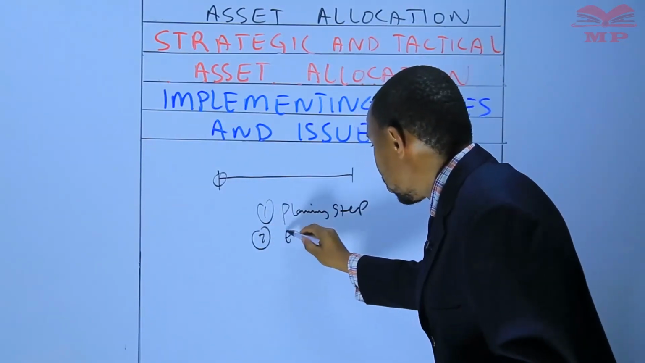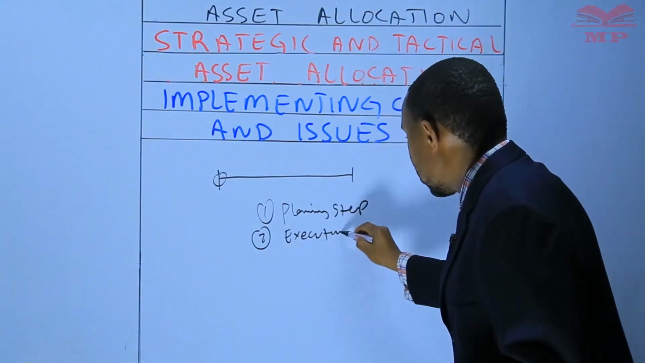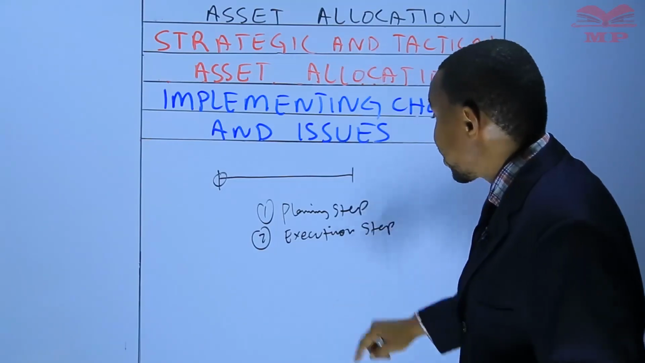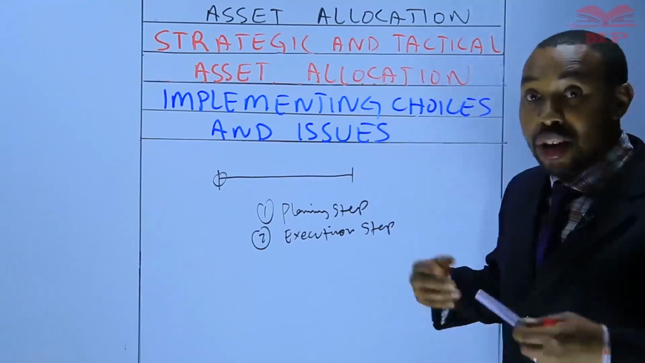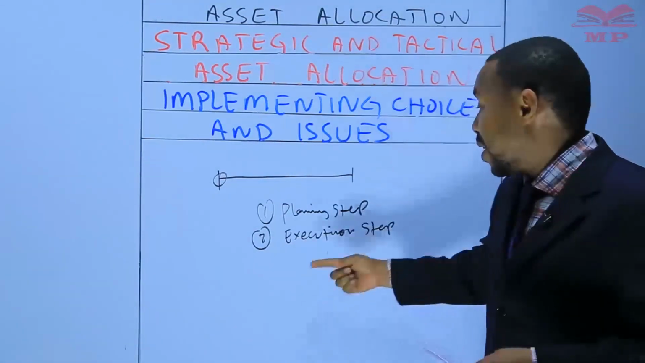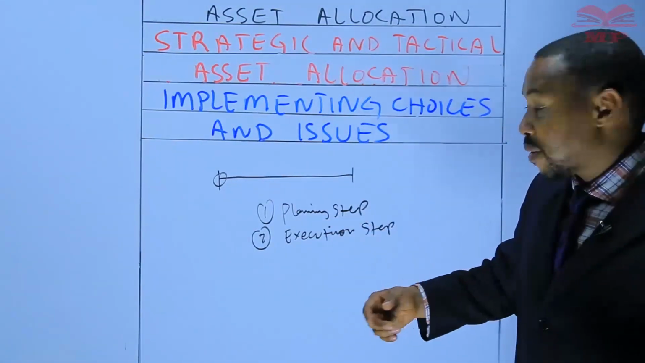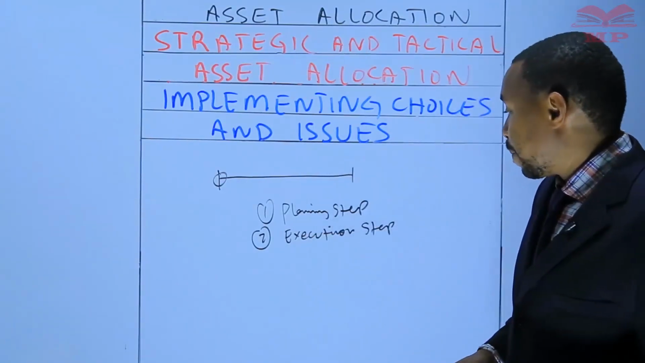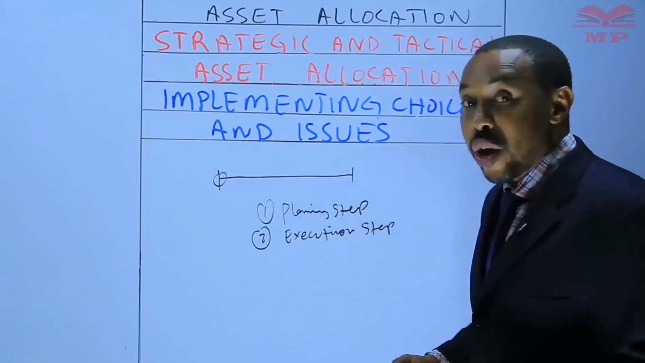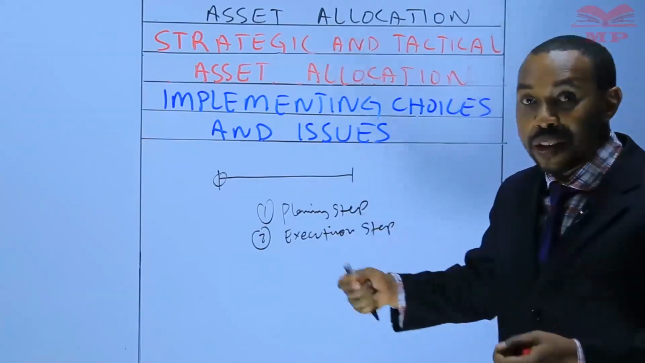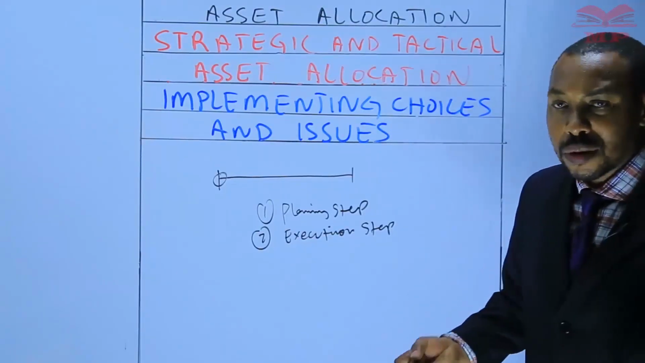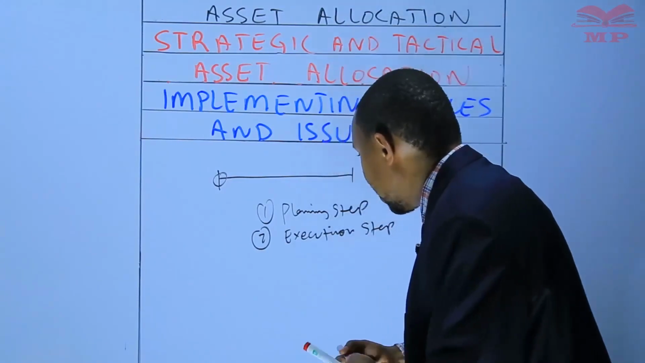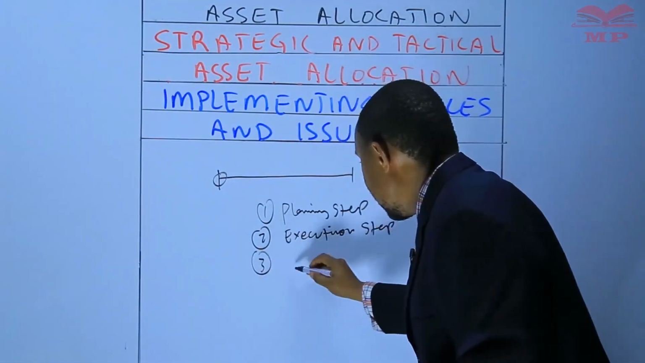Number 2, execution step. Planning step, execution step. Under execution step, what happens is that now you actually invest in the asset classes which have been identified to meet the objectives of the portfolio, and which are actually constructed under the planning step there. So execution is where you actively engage or actively invest in those asset classes, stocks, bonds, and maybe cash or alternatives. The third and final step, portfolio management process, is feedback.